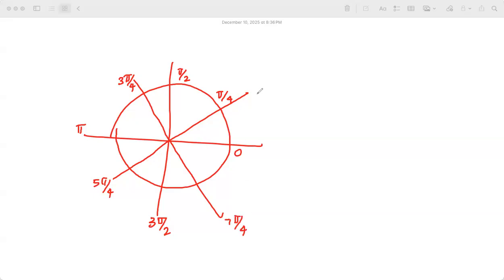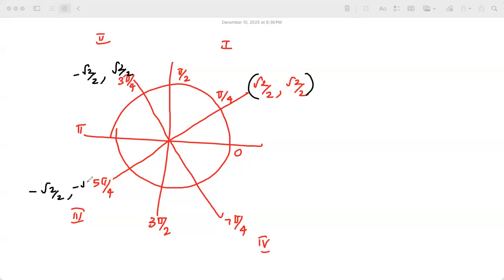Now coming to the values, this will be basically r cos theta, so it will be root 2 by 2 comma root 2 by 2. One thing you are observing here is first quadrant, second quadrant, third quadrant, fourth quadrant. So based on the quadrant you can easily find out your numbers. This would be minus root 2 by 2 comma root 2 by 2. This would be minus root 2 by 2 comma minus root 2 by 2. This would be positive, right? Root 2 by 2 comma minus root 2 by 2. Any questions here? So what is the conclusion you come to?